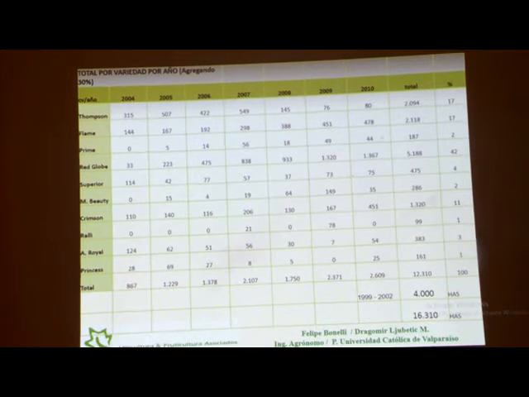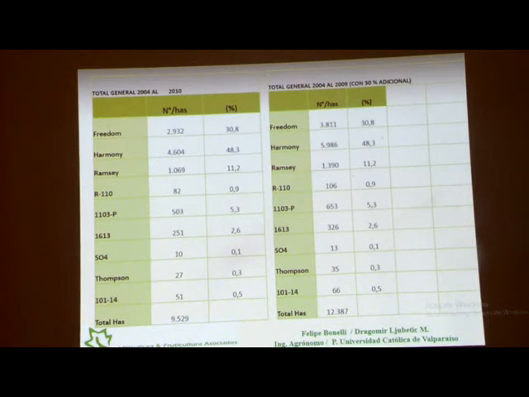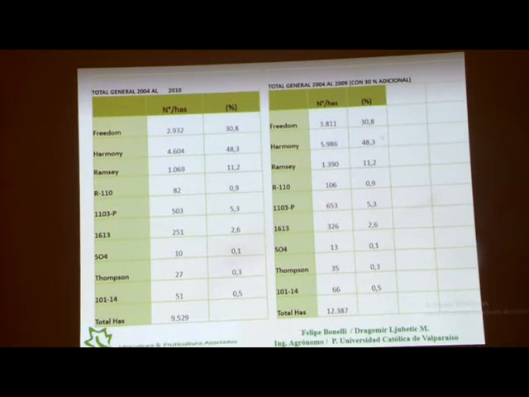12 plus 4,000 from the years before that, maybe 16,000, but that's not official. And 80% of those rootstocks are Freedom and Harmony, followed by Ramsey and just a little bit of the others. 80%.